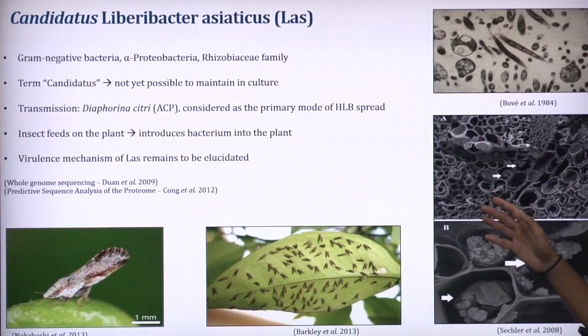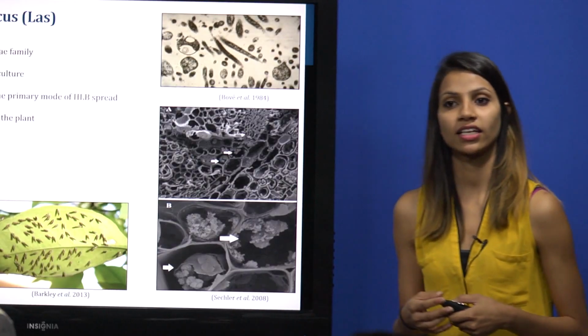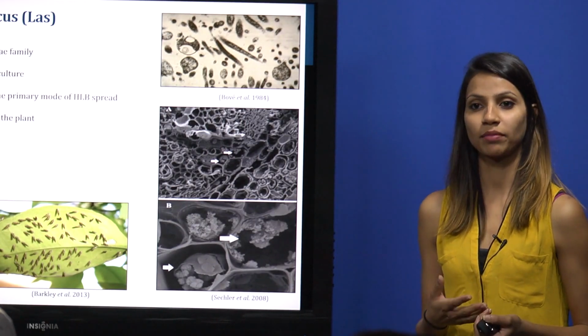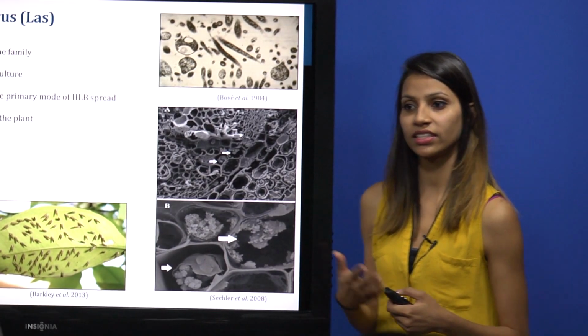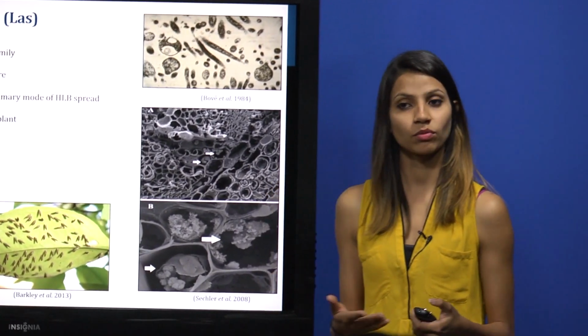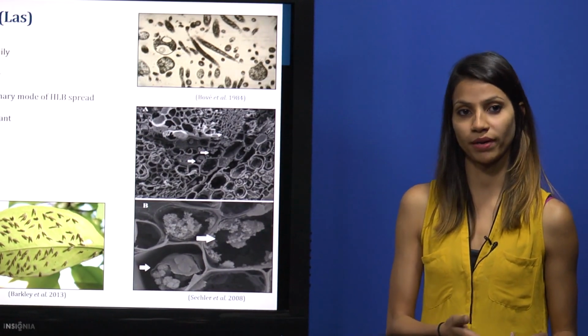So a little more about Candidatus Liberibacter asiaticus. It is a gram-negative alpha proteobacteria which belongs to the Rhizobiaceae family. The term Candidatus in its name signifies that it cannot be maintained in lab culture as yet. So that makes it even more difficult to work with. Something which you cannot grow in the lab is difficult to study and do experiments on.